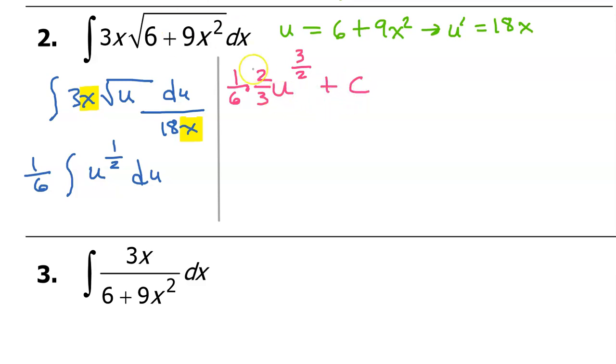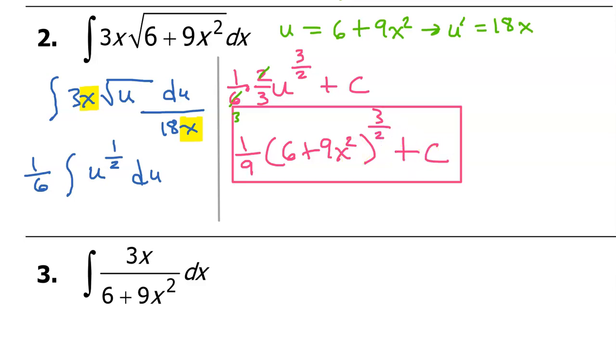I'm going to reduce this a bit. 2 goes into 6 3 times. So I'm going to end up with 3 times 3, which is 9. So on the next step, I have 1/9. Instead of u, I will put back in the 6 plus 9x squared. And then I have my 3/2 power plus c. So there's your final answer.